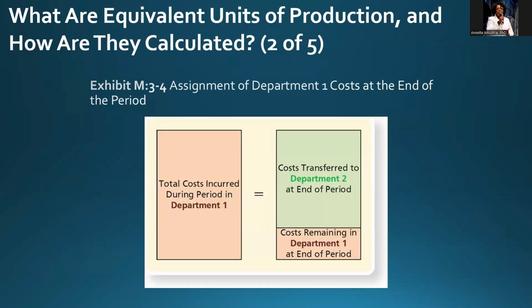Here in Exhibit 3.4, you see the assignment of department costs at the end of the period. In this illustration, it points out that all costs must be accounted for. They must either remain in the department or be transferred to the next department. Here on this screen, you see total costs incurred during the period in Department 1 equal the cost transferred to Department 2 at the end of the period, plus the cost remaining in Department 1 at the end of the period.